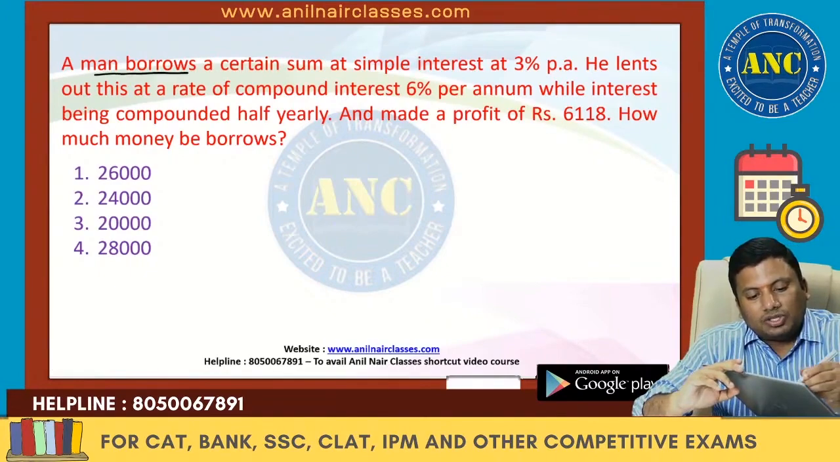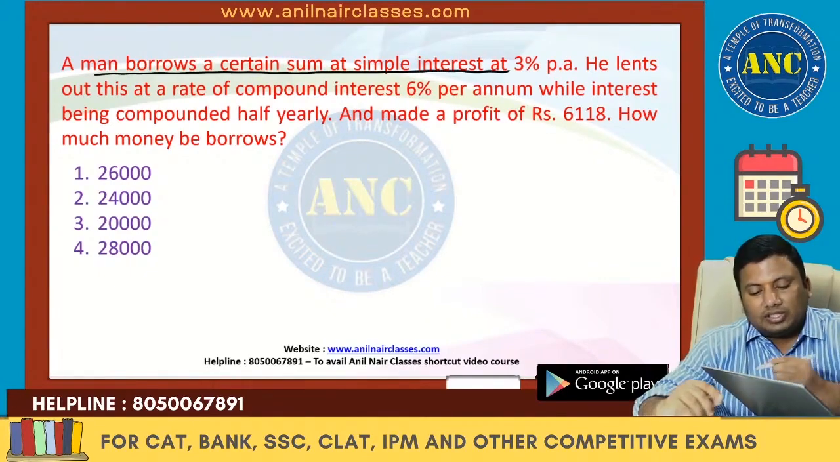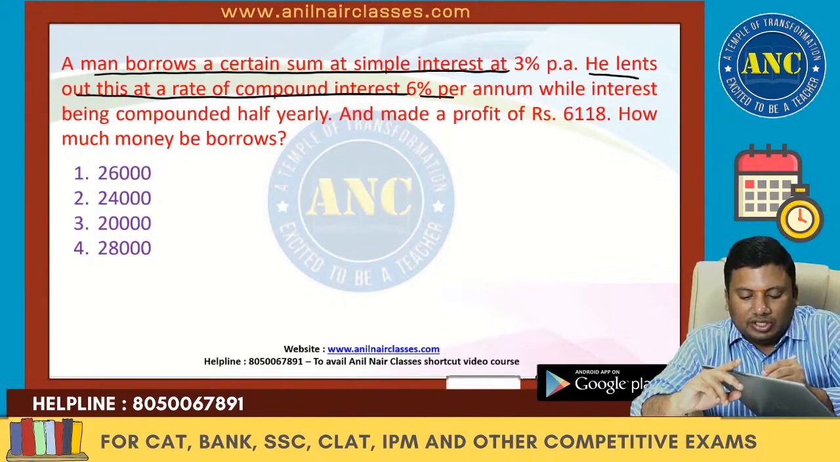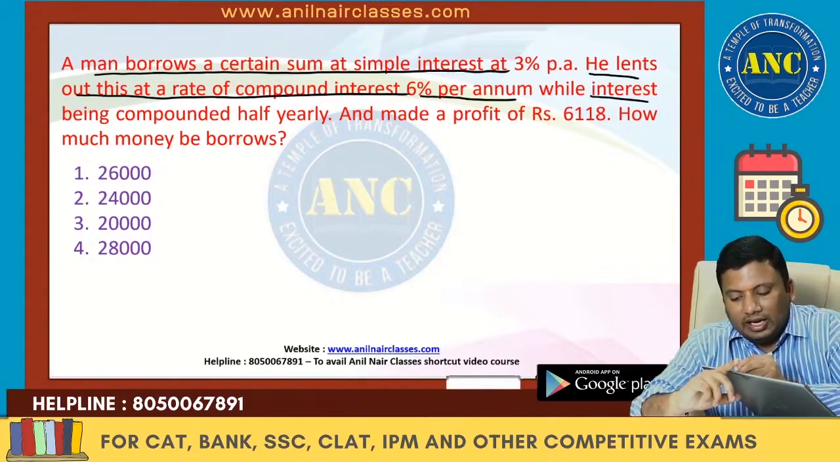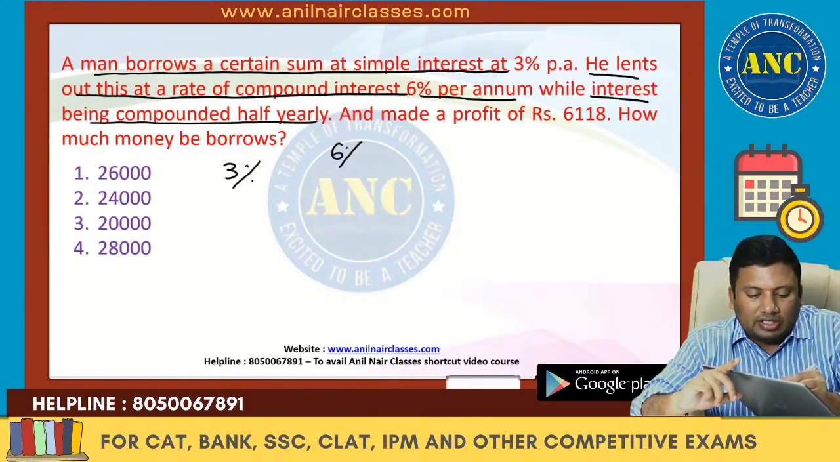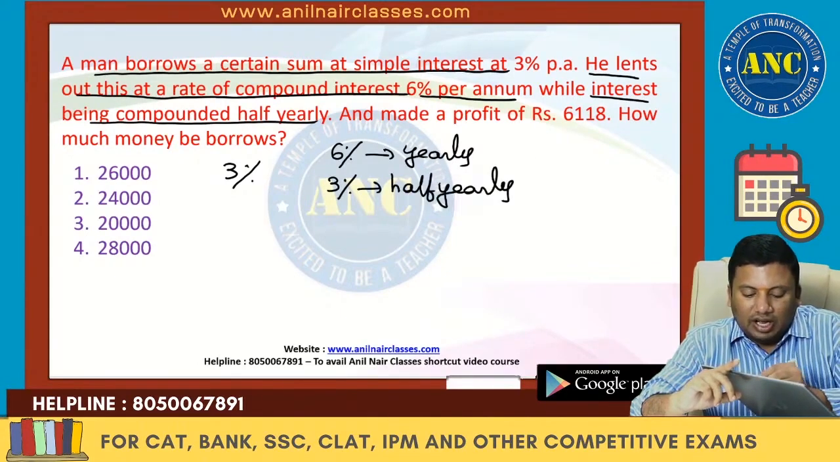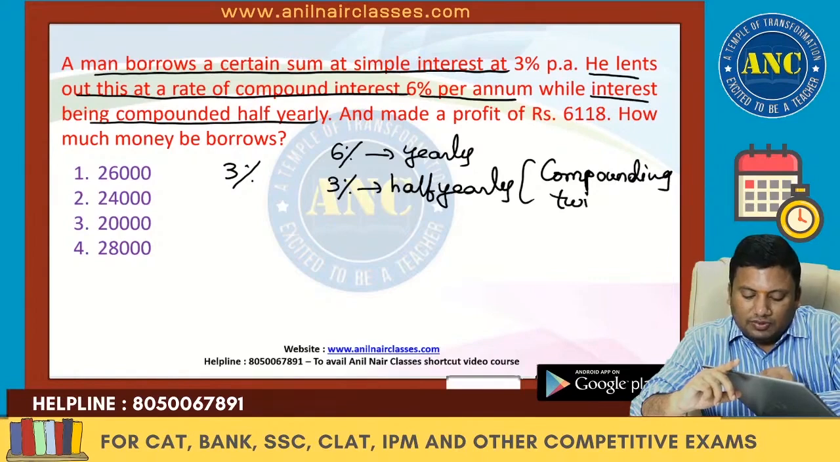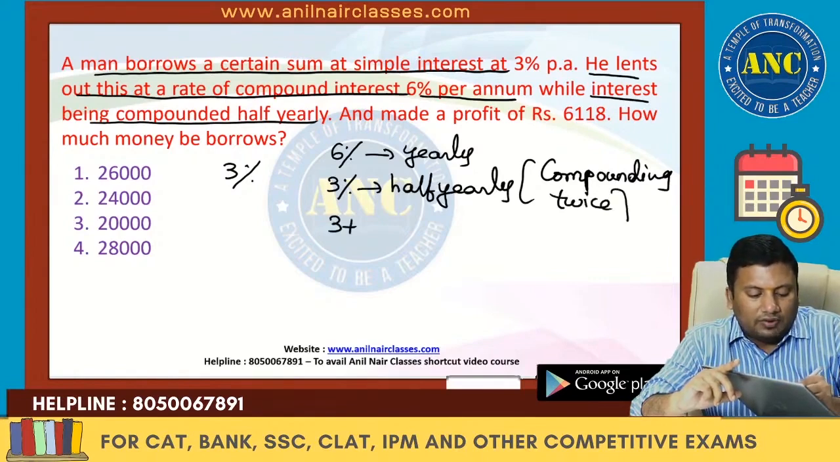A man borrows a certain sum at 3% per annum. He lends it out at compound interest of 6% per annum, with the interest compounded half yearly. First it is 3%, next it is 6% yearly, so it is nothing but 3% half yearly. Compounding is done twice, because in a year 2 six-month periods come. So it will be A plus B plus A into B divided by 100.